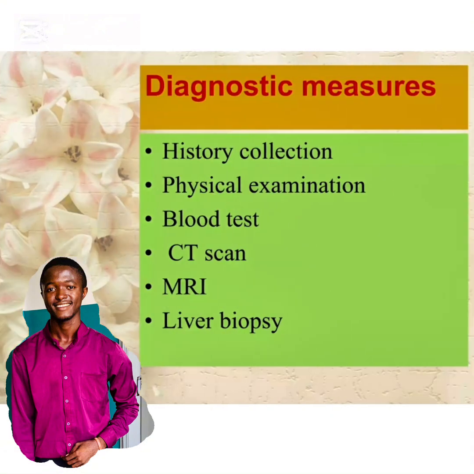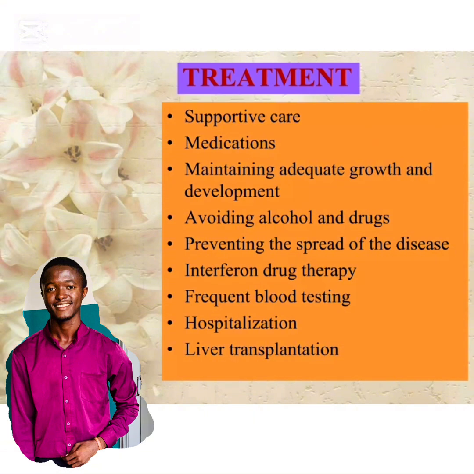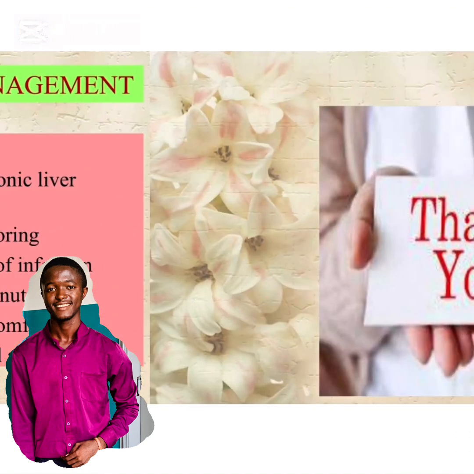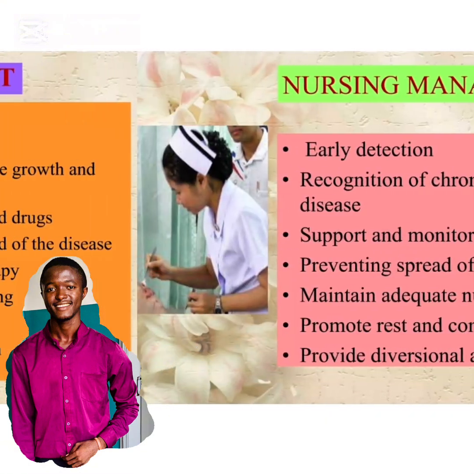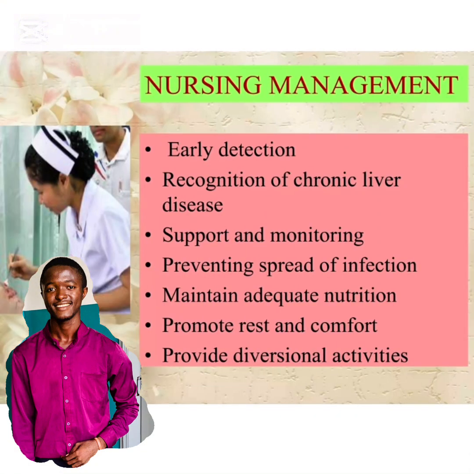Now, what are the diagnostic measures that we need to put in place, or how do we find them in the laboratory? History collection, physical examination, blood tests, CT scans, magnetic resonance imaging, liver function tests. These are all the tests that we need to perform to see it. Now, for treatment, we have supportive care, medication, avoiding alcohol, hospitalization, and liver transplant. All of those things we need to put in place.